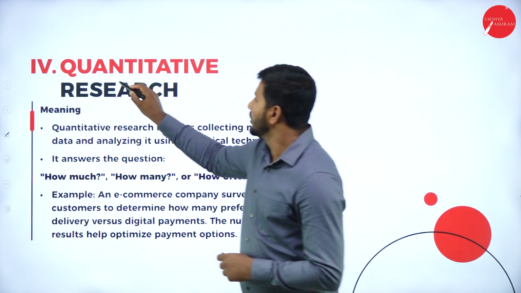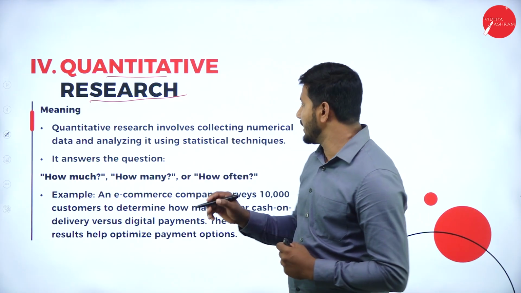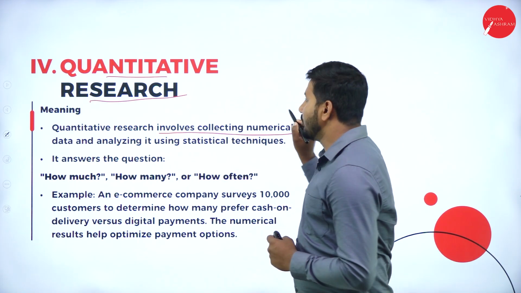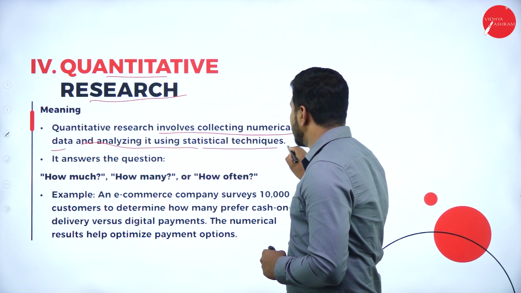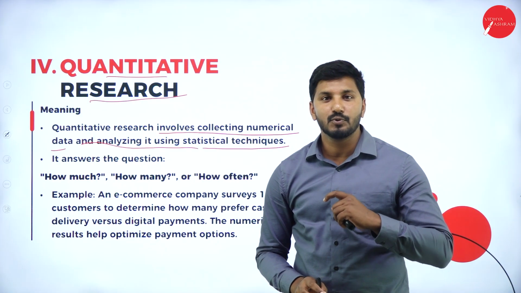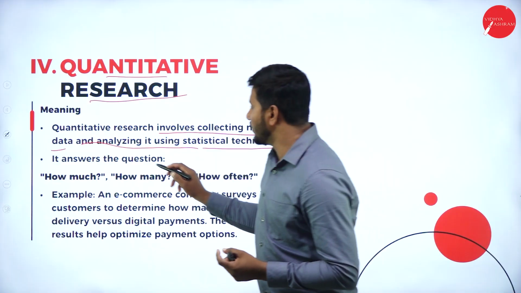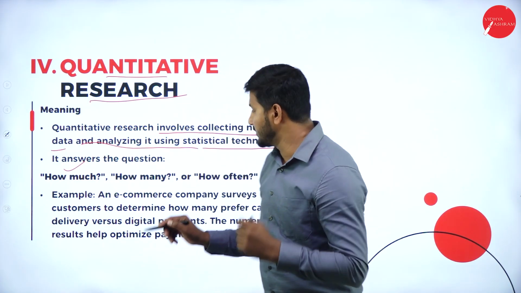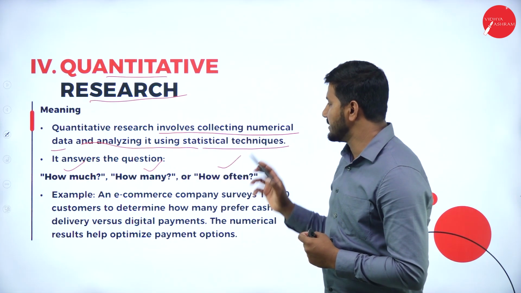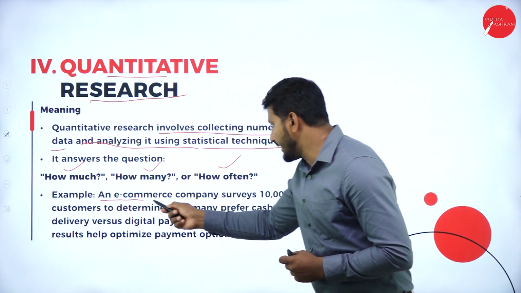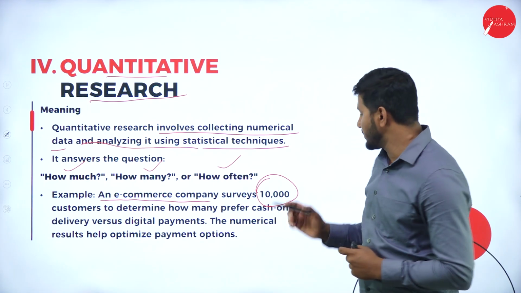Now we move on to quantitative research. This quantitative research is purely based on collecting and analyzing numerical data. It uses statistical techniques. In the sense, it's purely related to numbers, not to human behaviors and so on. Basically, it answers how much, how many, or how often. Those are the major questions it will be answering. Say, for example, an e-commerce company surveys 10,000 customers. So there is a number.